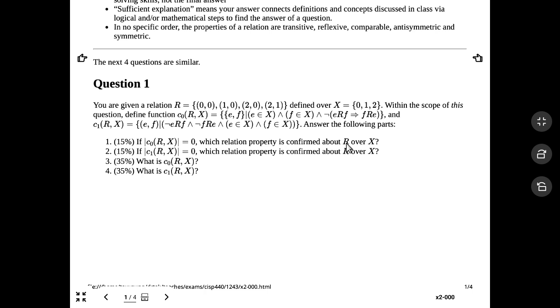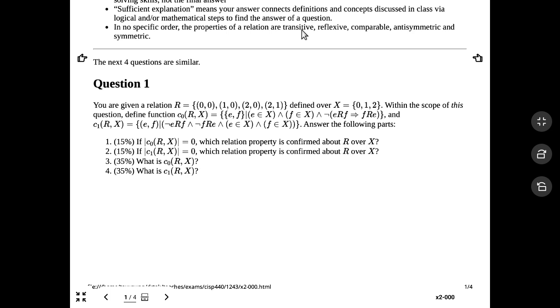So the first thing you need to do to answer questions like these is to remember what the properties are that we are talking about. If you cannot remember, at least in spring 2024, I even specified that in no specific order, the properties of a relation are transitive, reflexive, comparable, antisymmetric, and symmetric. Now, you should not rely on me to put this in the exam itself. I would suggest that you maintain in your notes, what you bring to the test, all of these properties of a relation outlined so that it's easier for you to recall.